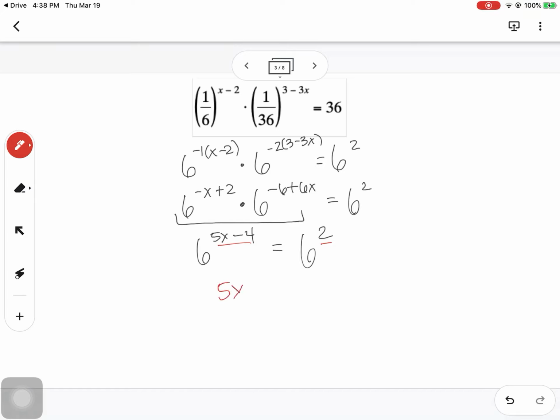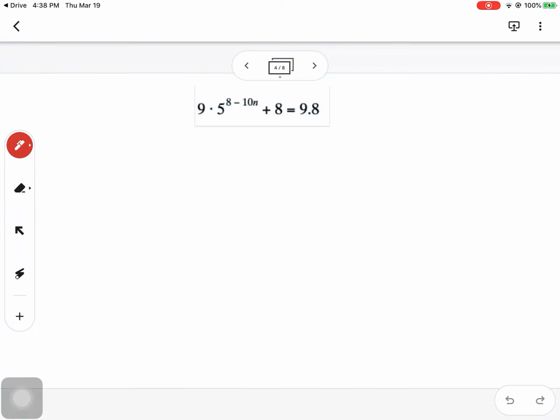And then just like before, if the bases are the same, then the exponents have to be the same. So 5x minus 4 equals 2. And you get 5x equals 6 and x equals 6 over 5. Again, you don't have to check, but you are welcome to do that.